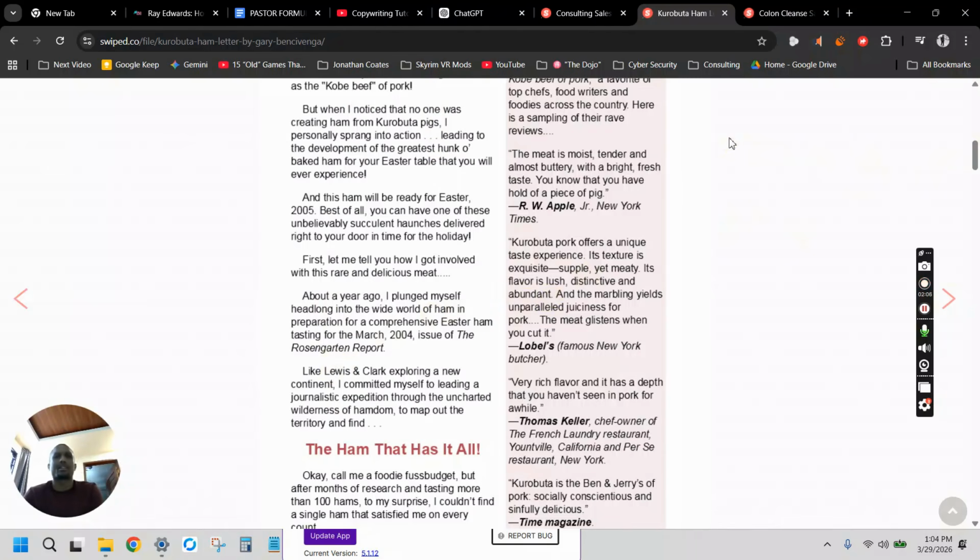So let's get into great detail about his journey. He said he plunged himself headlong into the wild world of ham in preparation for a comprehensive Easter ham tasting that he had to prepare himself for. So he, like Lewis and Clark exploring a new continent, committed himself to leading a journalistic expedition through the uncharted wilderness of hamdom.